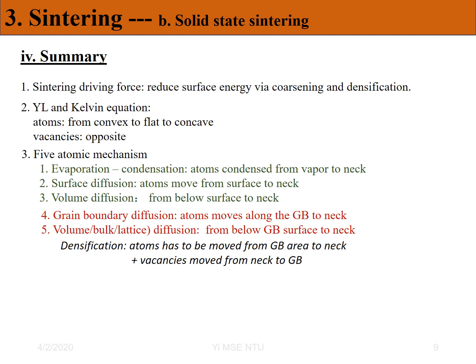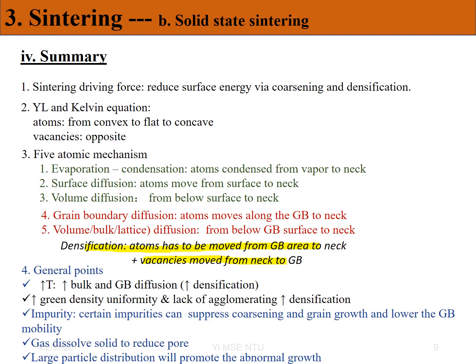Basically, atoms move from the grain boundary to the neck, and vacancies move from the neck to the grain boundaries. Okay, so only when you have this opposite flow are you going to have densification. This is a very important thing. Atoms have to be moved from the grain boundary area to the neck, and the vacancies move from the neck to the grain boundaries. By doing so, the vacancies are going to be filled by the atoms to induce this densification.